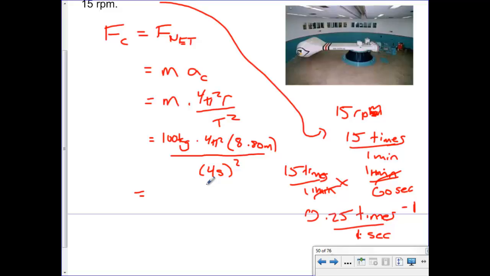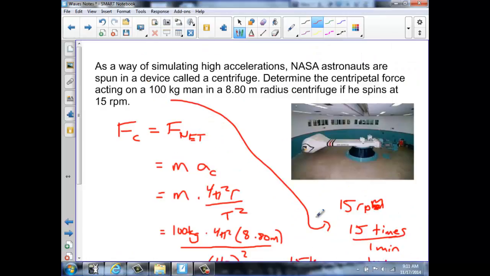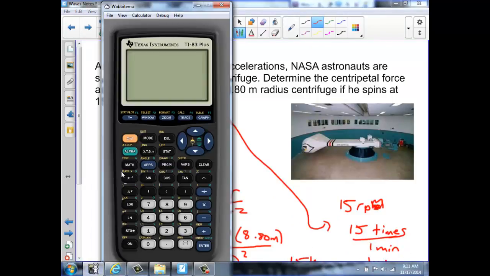Anyone get an answer? 6.91? Thank you, guys. Okay, so mass was 100 times 4, I think we're on the right track. Pi squared times the radius was 8.80. And then we're going to divide by the period, which was 4 squared. 2171?